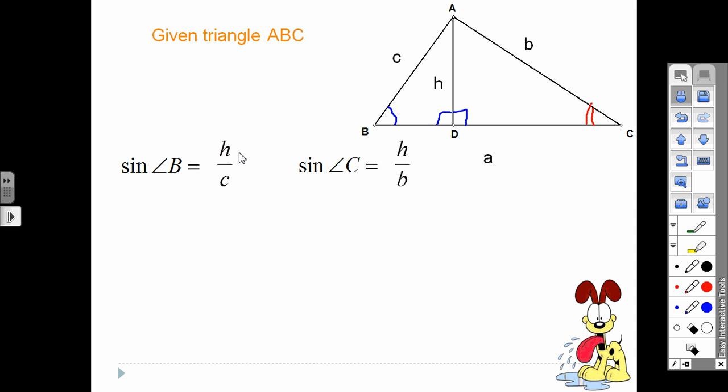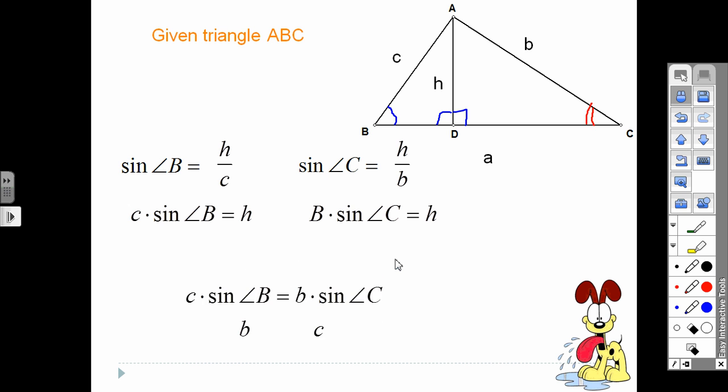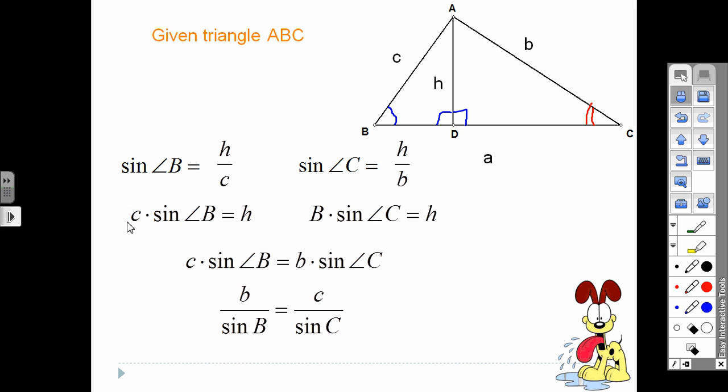So what we're going to do with these two equations is solve both of them for H in terms of sine and the denominator here. So we can do this algebraic manipulation, and then we can set them equal to each other. So C times the sine of angle B will equal B times the sine of angle C. And if we wanted to, we can just divide through by sine of angle B and sine of angle C, and we end up getting this proportion that says the side B divided by the sine of B is equal to the side C divided by the sine of C.